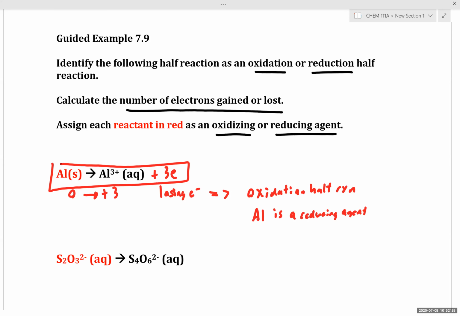If our oxidation number is increasing, it's getting larger and more positive, we are losing electrons, our species is being oxidized, so it's an oxidation half reaction, and our reactant is acting as a reducing agent. It's donating electrons.